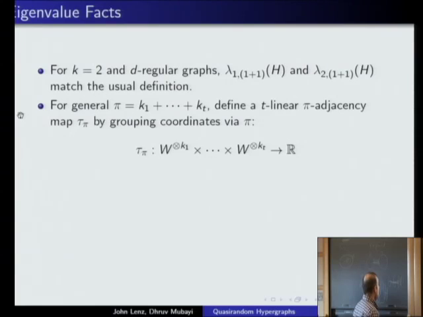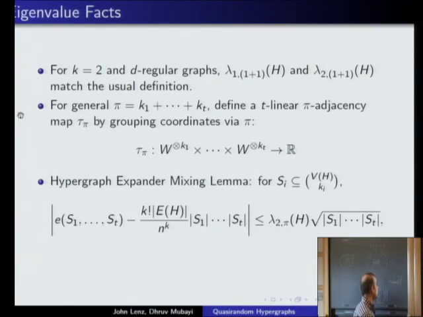Now, how do you do it for a general partition pi? Say I give you a partition, 2 plus 1, and I want to know the largest and the second largest eigenvalue. I define a T-linear map tau pi, and all I do is group the vertices according to the partition. So tau pi will be a map from W tensor W, if I'm doing 2 plus 1, cross W to the reals, where maybe I'll tell you.